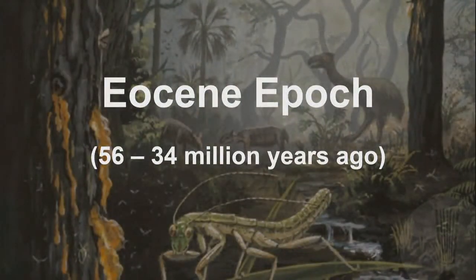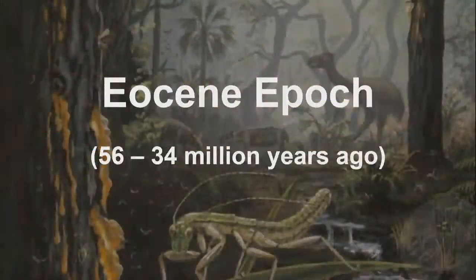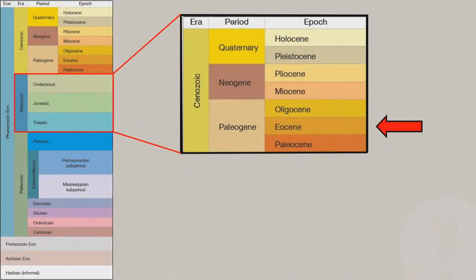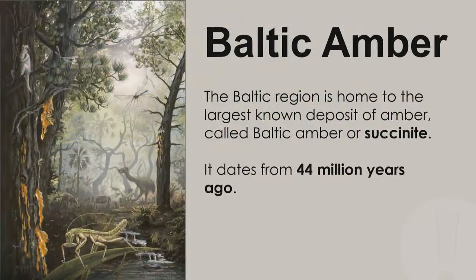And the Eocene epoch, 56 to 34 million years ago. Look at that resin coming out of that tree in that picture. Still in the Paleogene period, moving into the Eocene, we start to see Baltic amber from the Baltics. It's about 44 million years old. Another name you might see it referred to as is succinite.